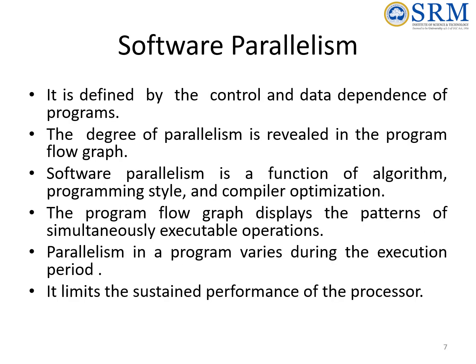So next is software parallelism. It is defined by control and data dependence of programs. The degree of parallelism is revealed in the parallel program flow graph. It's a function of algorithm, programming style, and compiler optimization. So the parallelism in a program varies during execution.